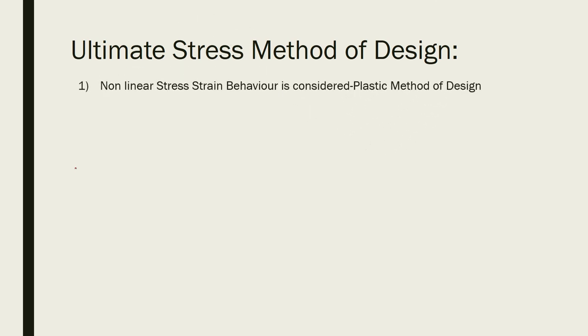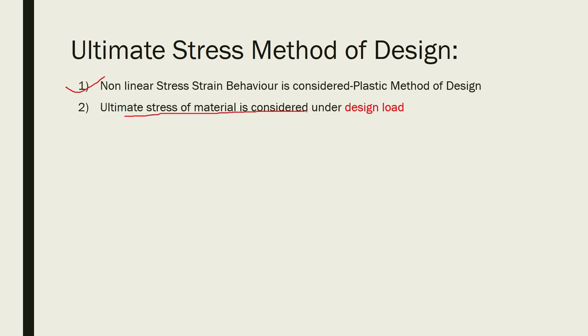We are not considering the strength of the material to the full extent. So for that reason, engineers started to explore the nonlinear part of the stress strain graph of concrete, and this is the first point we can make for ultimate strength design. The nonlinear stress strain behavior is considered. Then ultimate stress of the material is considered under the design load. So why design load? Because ultimate stress is there, the stress cannot increase. So here the design load concept is there.